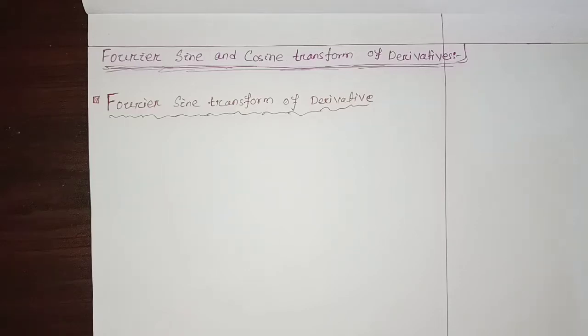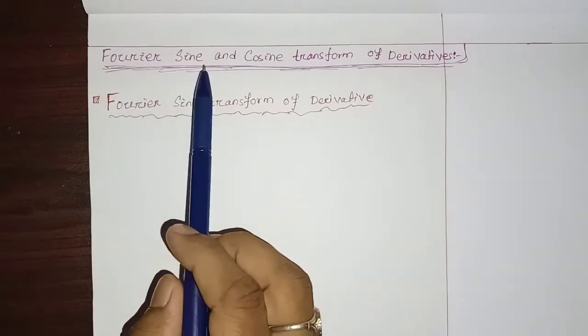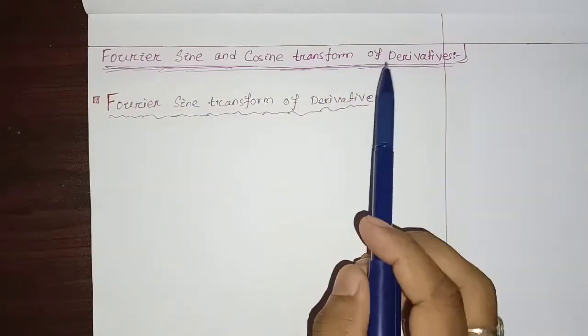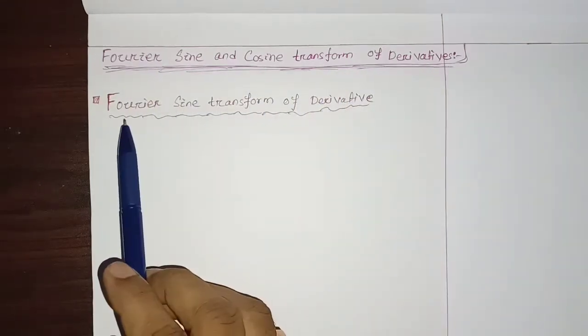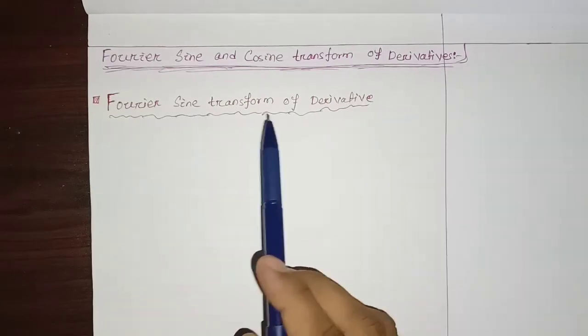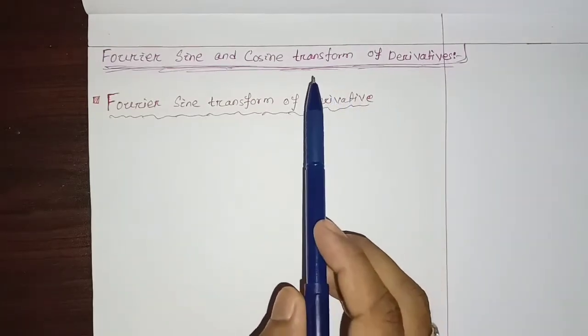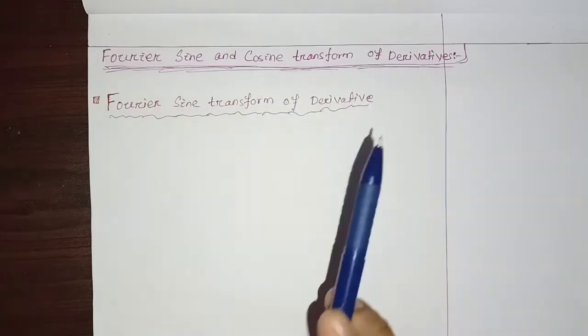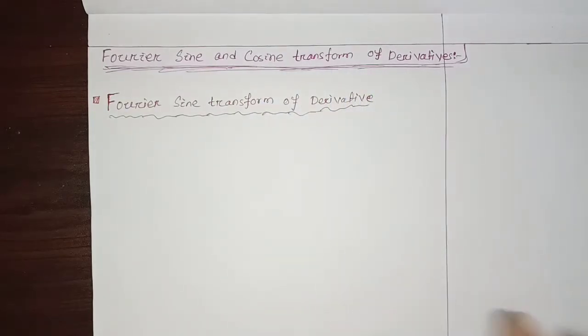Okay, hello everyone. In this video we are going to discuss the Fourier sine and cosine transform of derivatives. First we are going to discuss the Fourier sine transform of a derivative, then we are going to discuss the Fourier cosine transform of a derivative. Okay, so let's start.